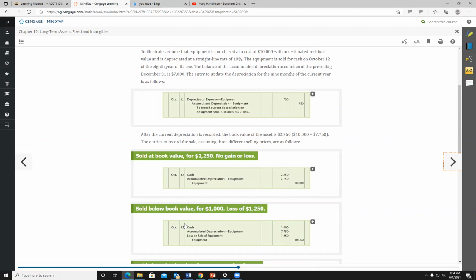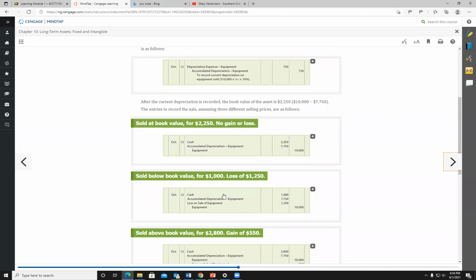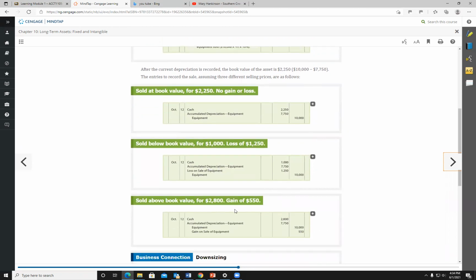So let's say you sold it for $1,000. Now book value is the same, 2,250, but you sold it for $1,000. You would then record the cash. You would record the accumulative depreciation, but then you would record the loss of the sale because you lost $1,250 on the sale. Now let's say you sold above book value.